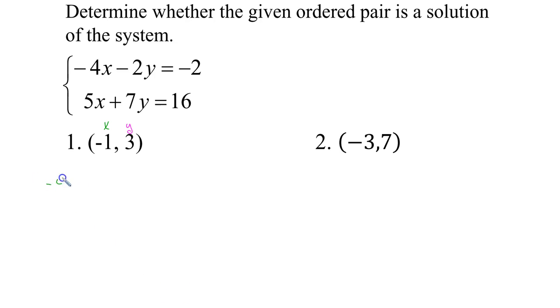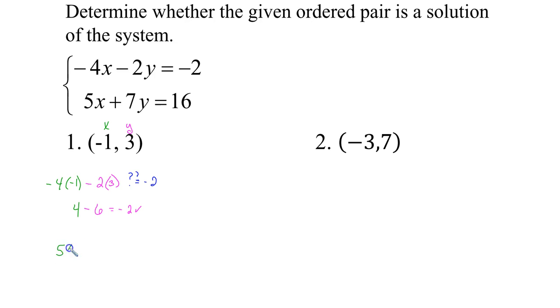So we'll begin with negative 4 times negative 1 minus 2 times 3. And we're asking the question, is this equal to negative 2? So the first part, we have 4 minus 6, and 4 minus 6 is indeed equal to negative 2. And that's what we're trying to check. So it works for the first equation. In order to be a solution for the system, it has to work in both equations.